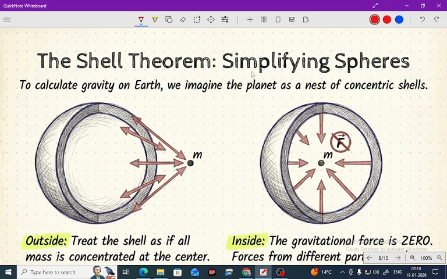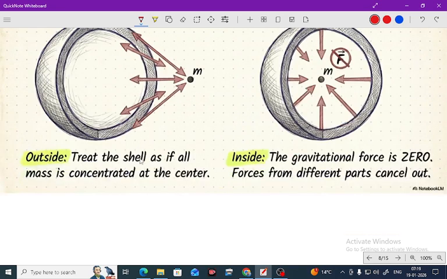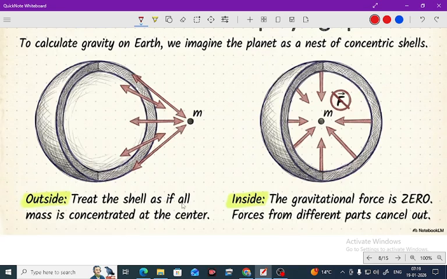The shell theorem, simplifying spheres. To calculate gravity on Earth, we imagine the planet as a nest of concentric shells. Outside, treat the shell as if all its mass is concentrated at the center. Inside, the gravitational force is zero. Forces from different parts cancel out.